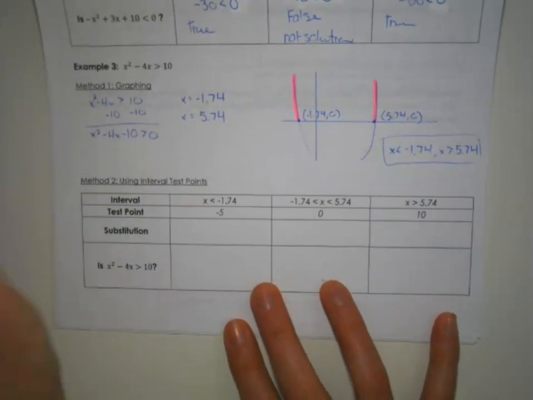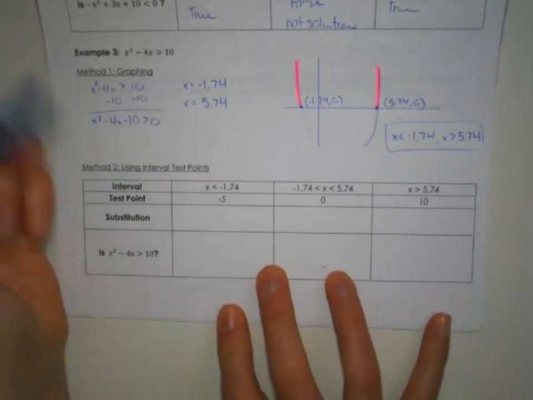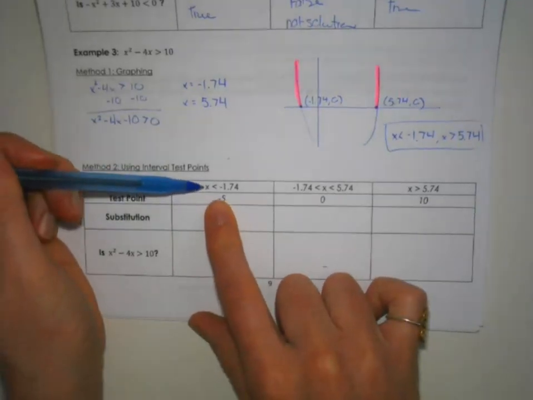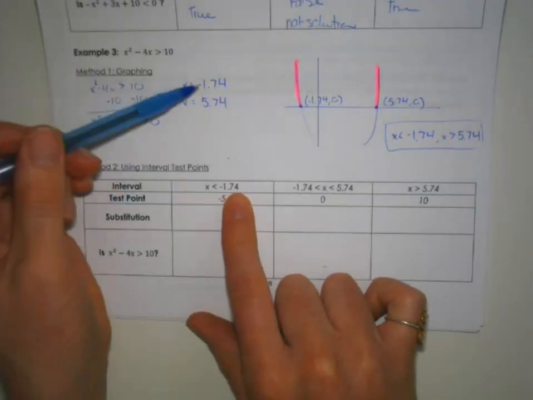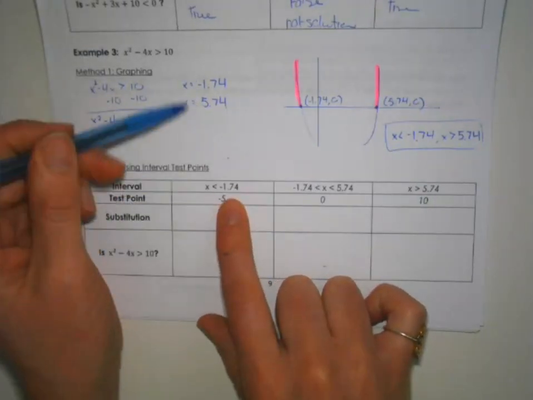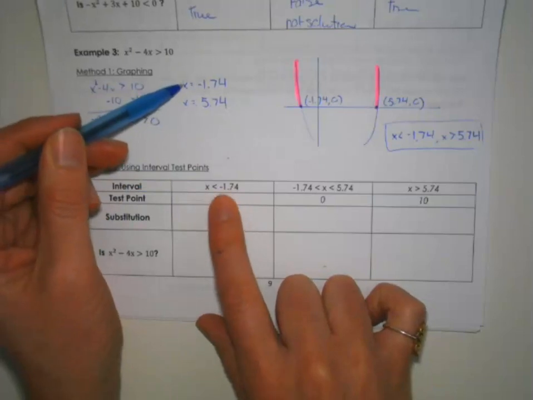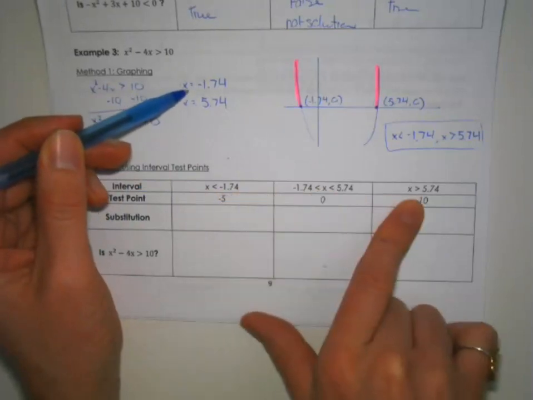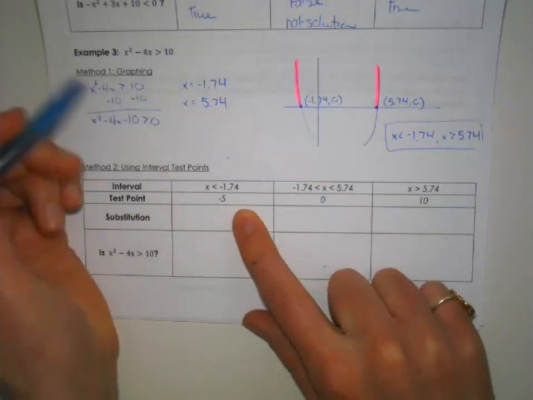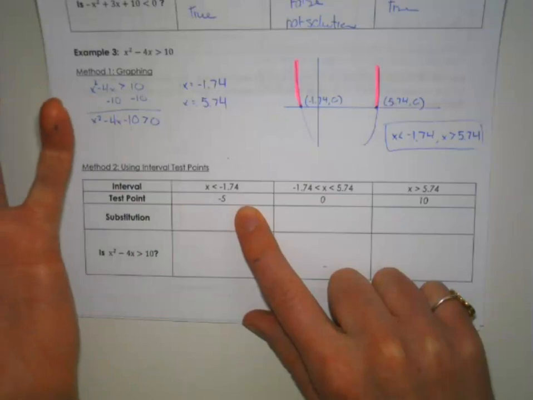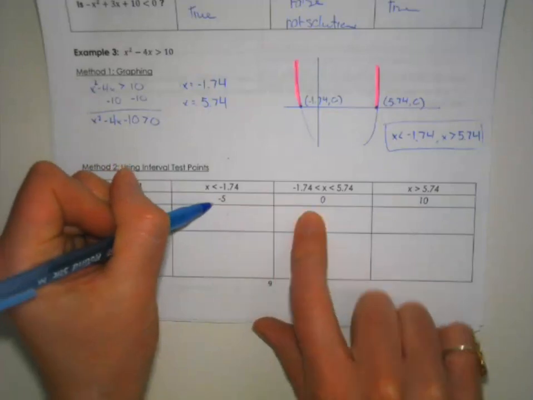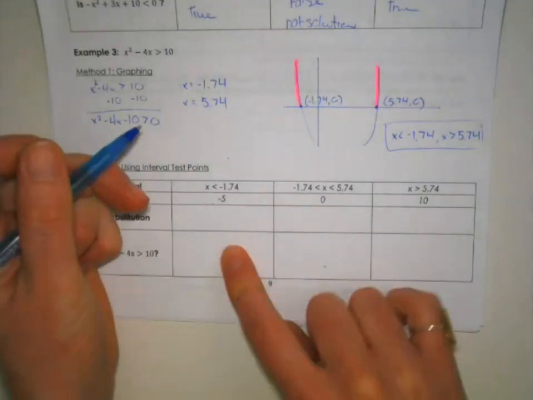Now, I told you guys I'd try to do better on the algebraic one, so let's see how that works. I've solved for my zeros, so I'm always going to set up my algebraic test to be less than the lowest number, between the two numbers, and greater than the largest number. And then we just find test points within those ranges. So less than negative 1.74, I chose negative 5, between was 0, and above was 10.